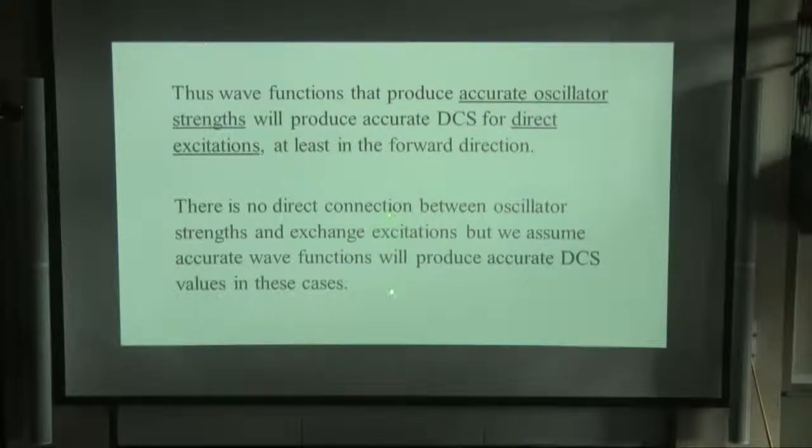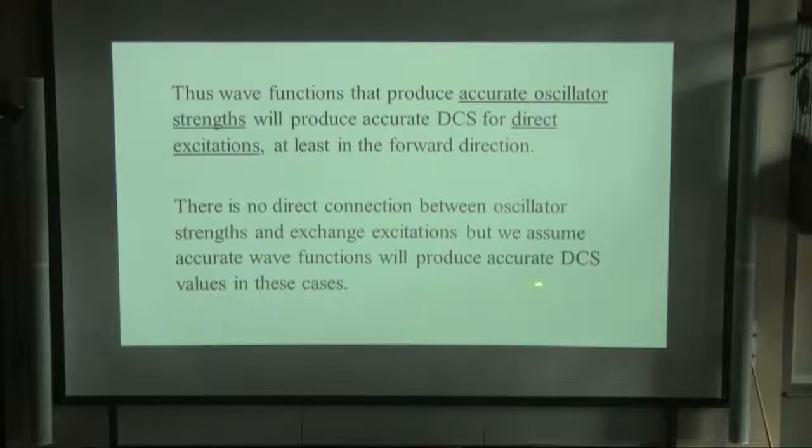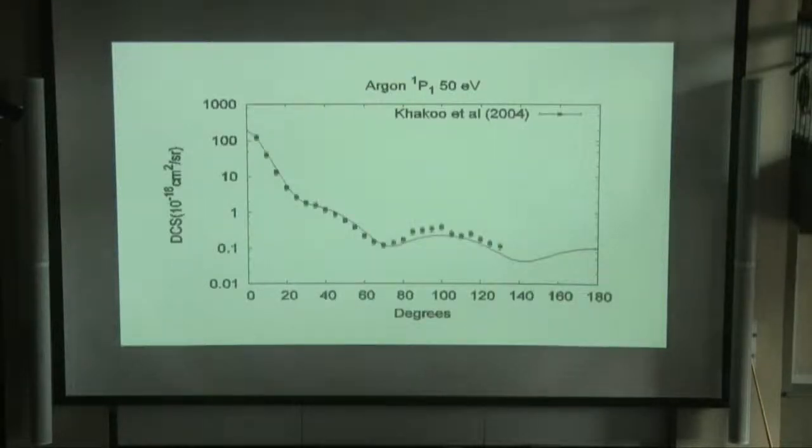Now, there is no such connection in the case of exchange interactions, exchange excitations. But we're going to assume that if you get good oscillator strength for direct, and particularly allowed transitions, then essentially you got the same wave functions come from the same calculation. So we're going to make the assumption that the accurate wave functions for the direct term will also produce accurate differential cross-sections in these cases. Now that's maybe a stronger statement than is warranted, but let me show you some results.